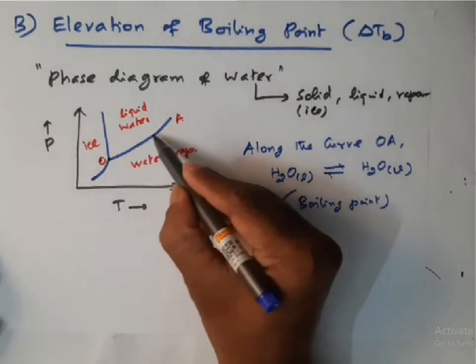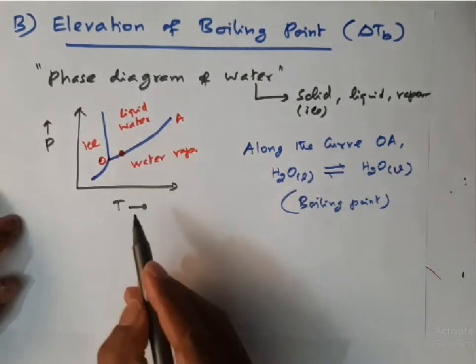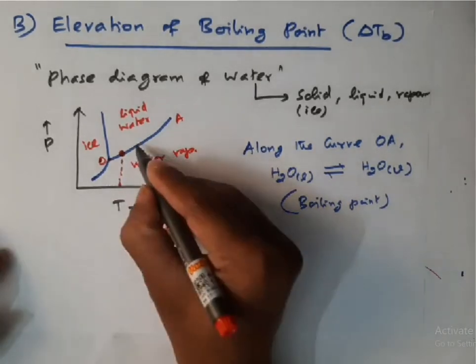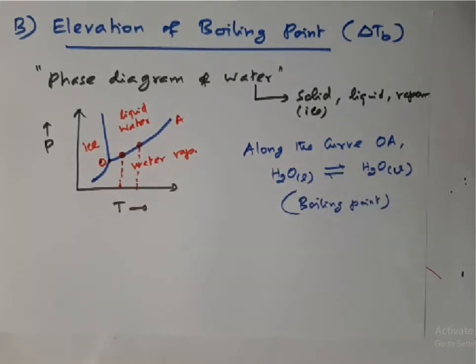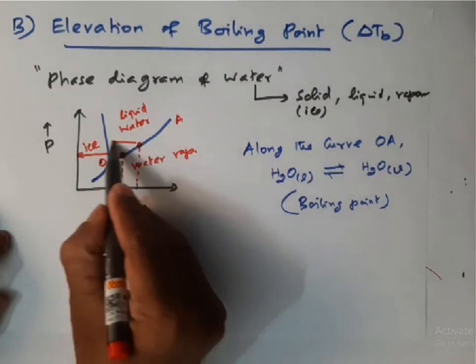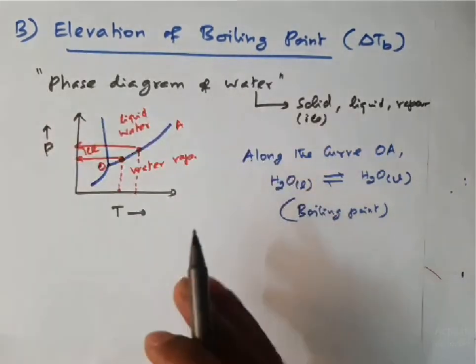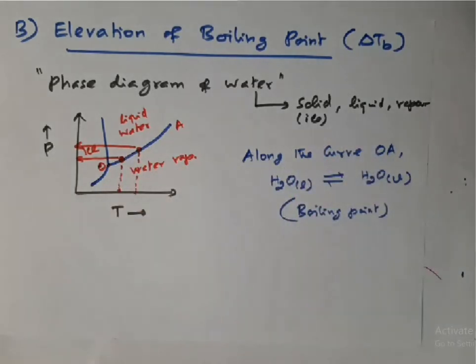So along the curve, whatever point you take, listen, suppose I take some point here. This temperature is the boiling point of water. I'll take some point here. This temperature is another boiling point of water. Because for this boiling point, the pressure is somewhat low, and for this boiling point, the pressure is high. So for different external pressures, there are different boiling points possible for water. You know very well, boiling point varies with the pressure. As the pressure changes, boiling point also changes.